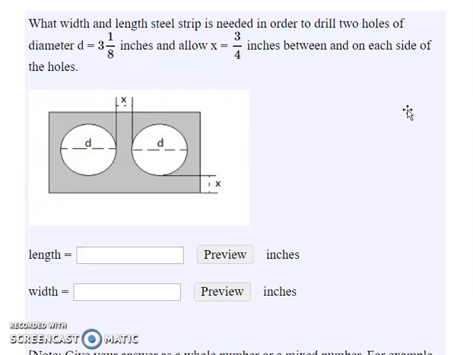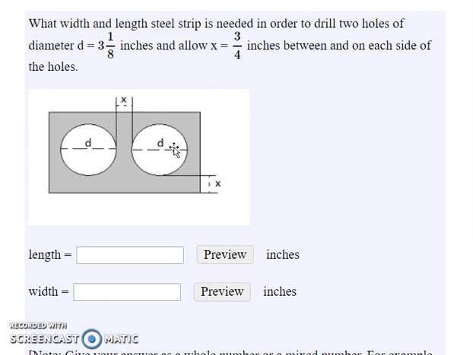What width and length steel strip is needed in order to drill two holes of diameter D equals 3 1/8 inches and allow X equals 3/4 inches between and on each side of the holes. So we're talking about a steel strip like this one in this figure, and we want to know what is the length and width of this steel strip, given that this length D is 3 1/8 inches.